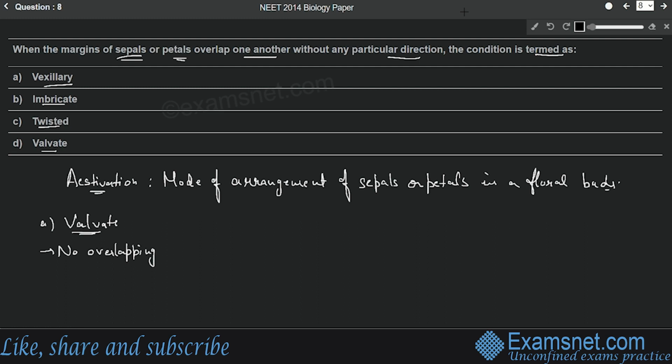So it will look like this. Suppose these are sepals or petals. As you can see, these are not overlapping each other. And this type of aestivation is present in Calotropis. So the example for valvate aestivation will be Calotropis.